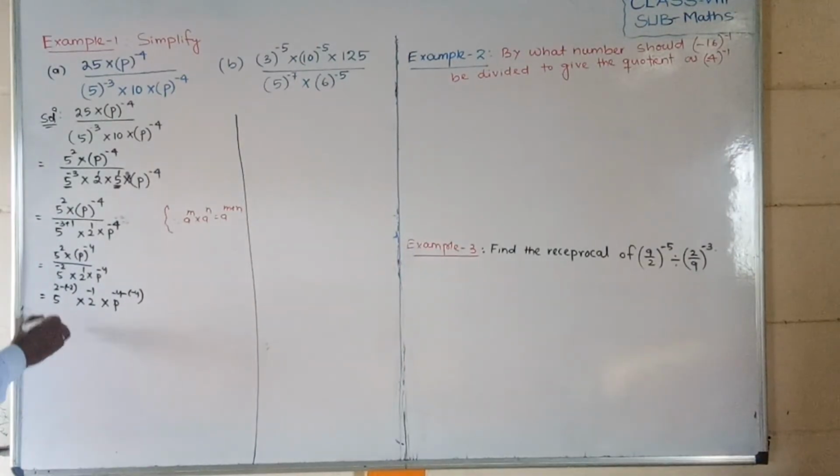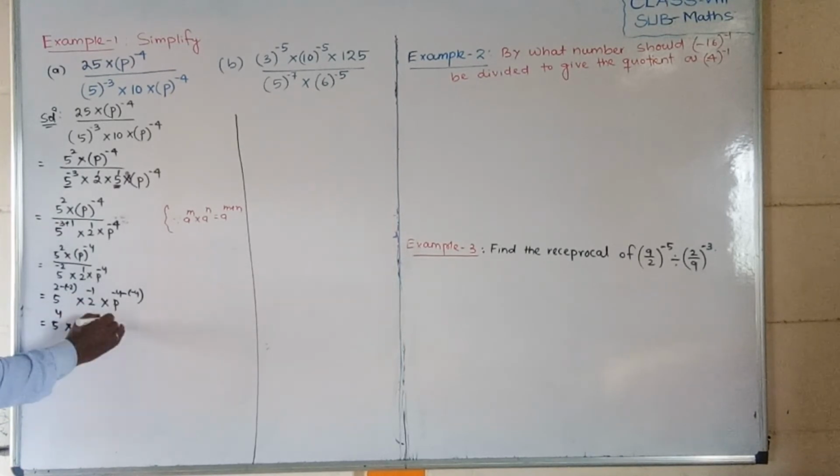So now we can simplify, students. 5 to the power 2 plus 2 is equal to 4, into 2 to the power minus 1, which we can directly write as 1 by 2. I keep it as usual once again, into, because otherwise you will get confused.